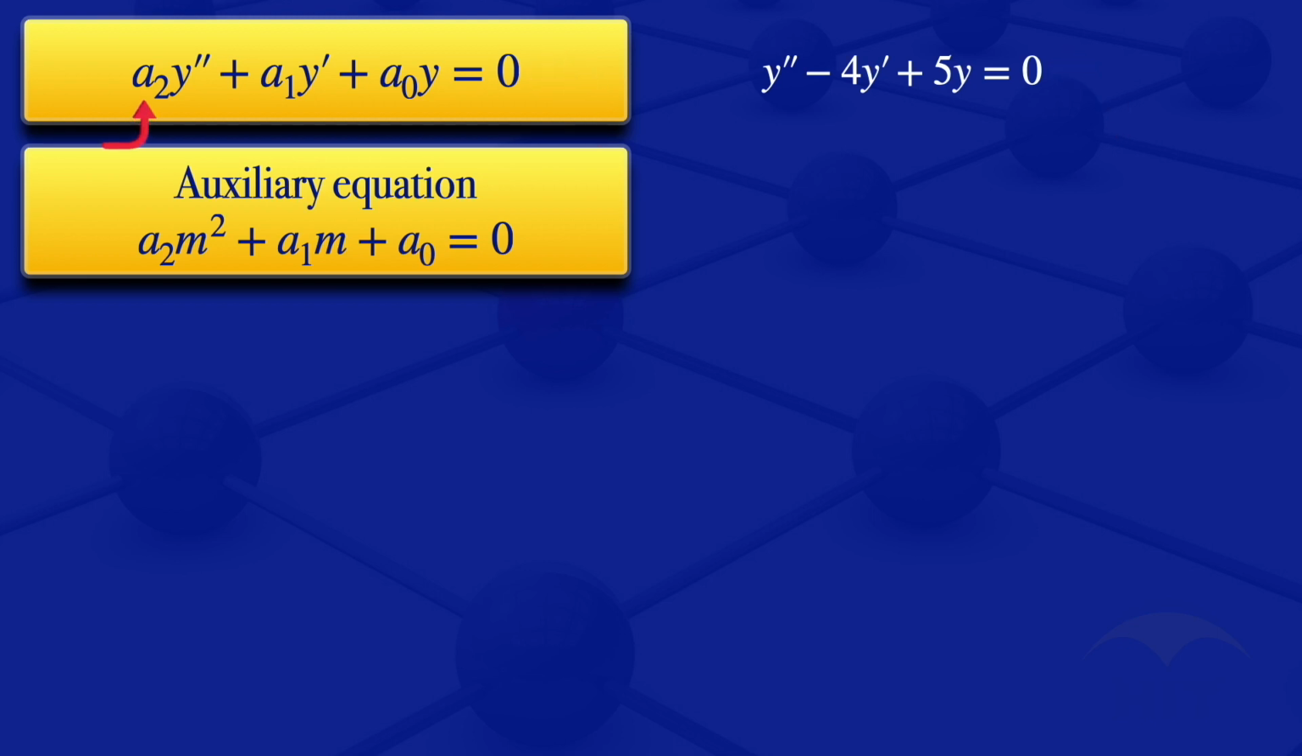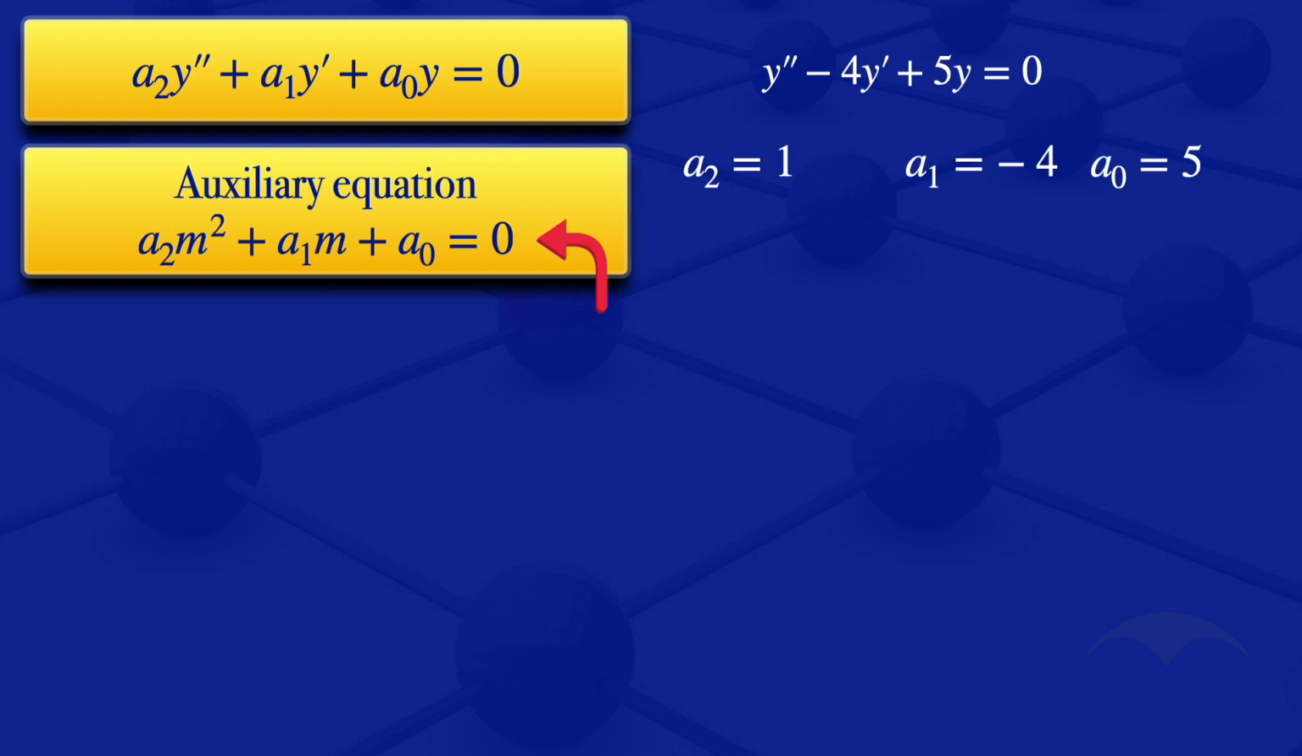Here we see that it's an a2, here it's a 1. So we have a2 there is a 1. Look at the coefficients of y'. Here it's an a1, here it's a minus 4. So we have that our a1 there is a minus 4. Look at the coefficients of y. Here is an a0, here is a 5. So we see that our a0 there is a 5. Substitute the values of a0, a1, and a2 into this equation here.